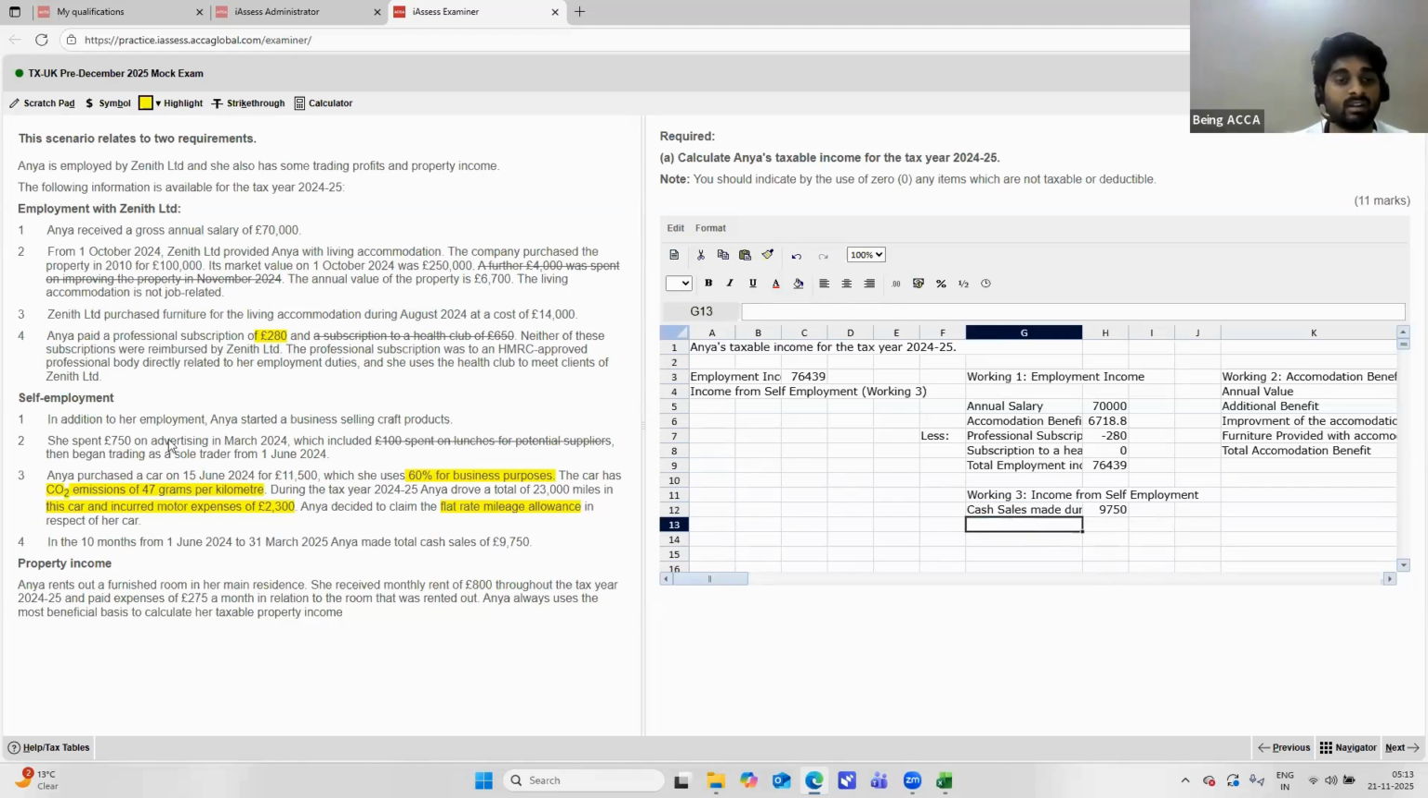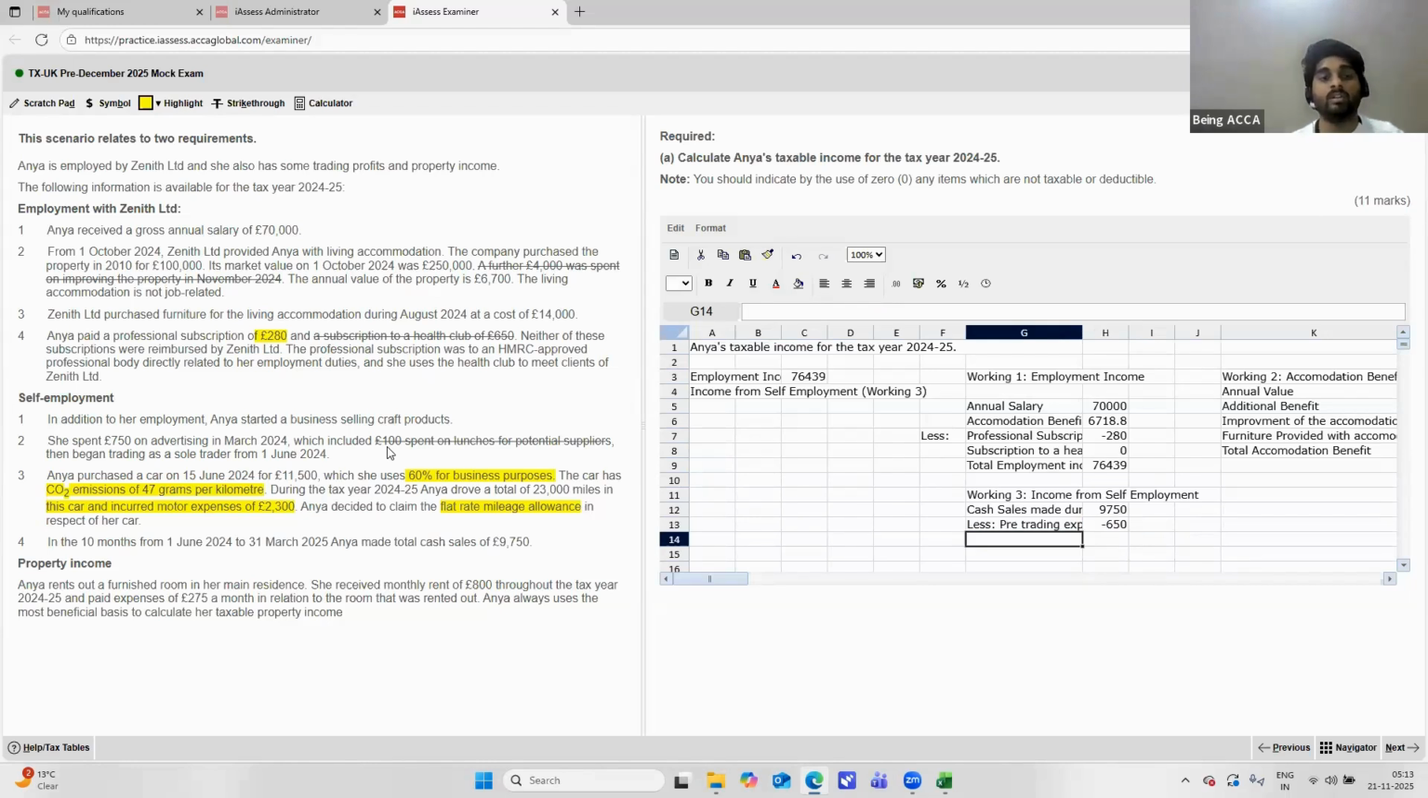Next, after the cash sales that were made, what do we deduct from this? We'll have to deduct the expenses that are relevant to the business. Less pre-trading expenses. How much would that be? That should be advertising, which is a pre-trading expenditure, so that should be considered. So it will be 750 minus 100. So pre-trading expenditure of 650 is an allowable expenditure.